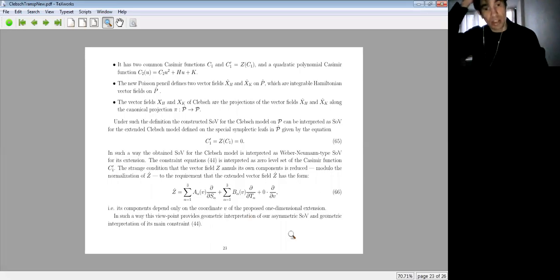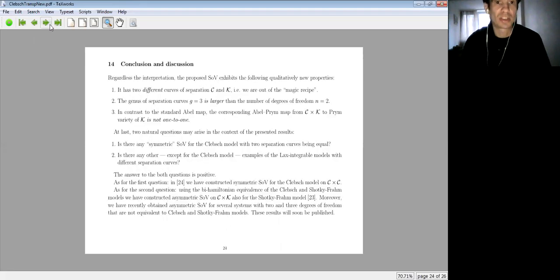In such a way, this viewpoint provides a geometric interpretation of asymmetric separation of variables and a geometric interpretation for the main constraint equation 44.